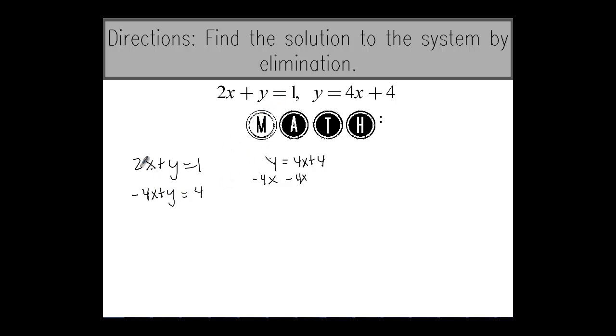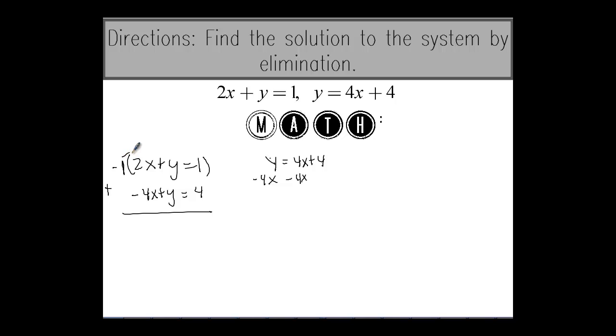To do elimination, we need to be able to add these two equations and have one of our variables cancel out. To cancel out, they have to have the same value but opposite signs. Right now, our x's can't cancel out because we have a 2 and a 4, and our y's can't cancel out because they're both positive. So you have an option. You could multiply the top by negative 2 and cancel out x's, or you could multiply the top by negative 1 and cancel out y's. I'm going to multiply by negative 1 since it's simpler.